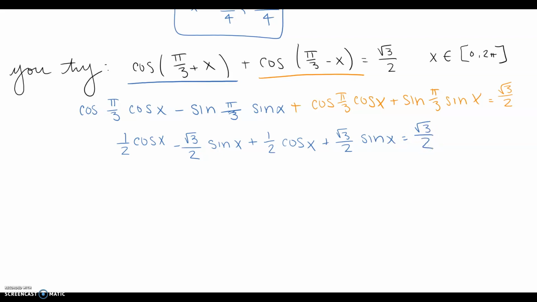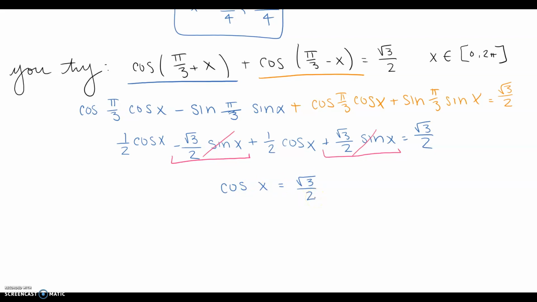Now is when I'm going to want to combine like terms. So if we look, we have a negative root 3 over 2 sine of x and a positive root 3 over 2 sine of x. So if I add those two, they're going to cancel. And 1/2 plus 1/2 is 1. So on the left side, I'm left with cosine of x equals the square root of 3 over 2.